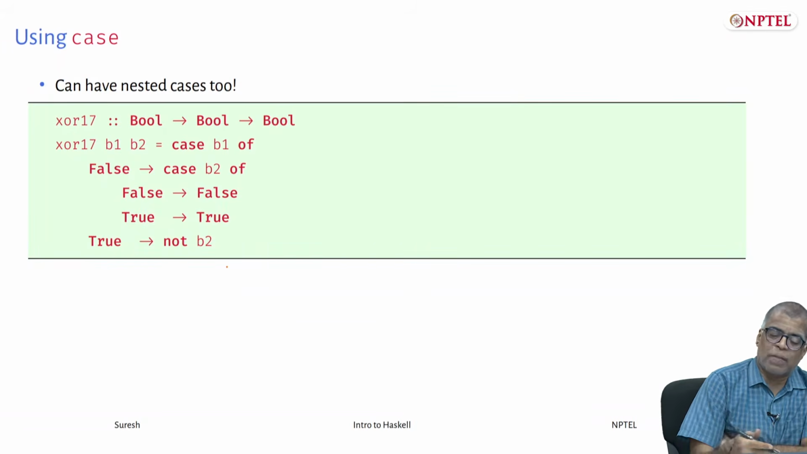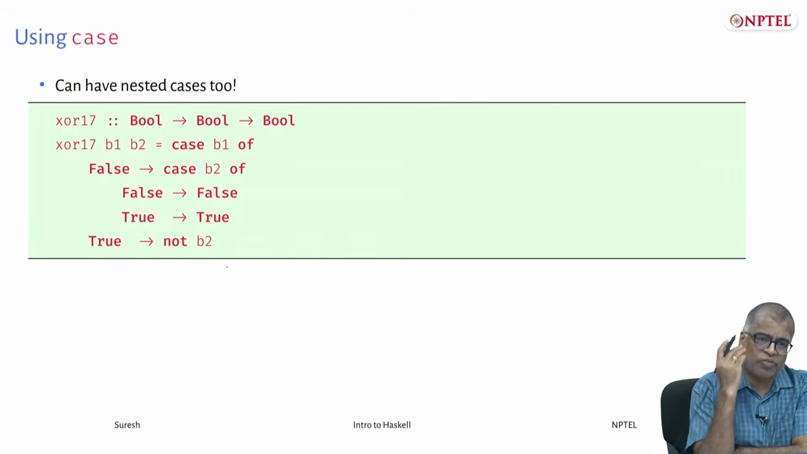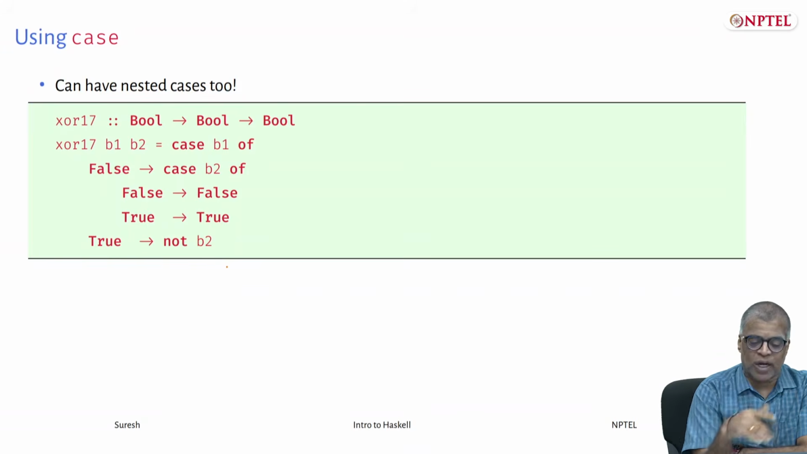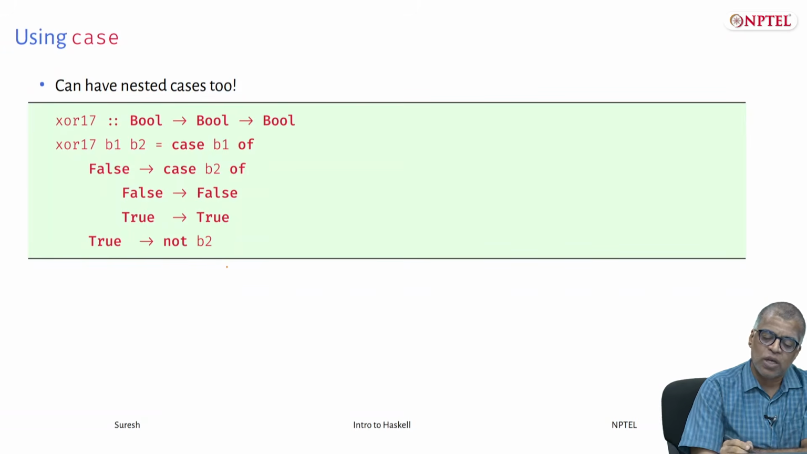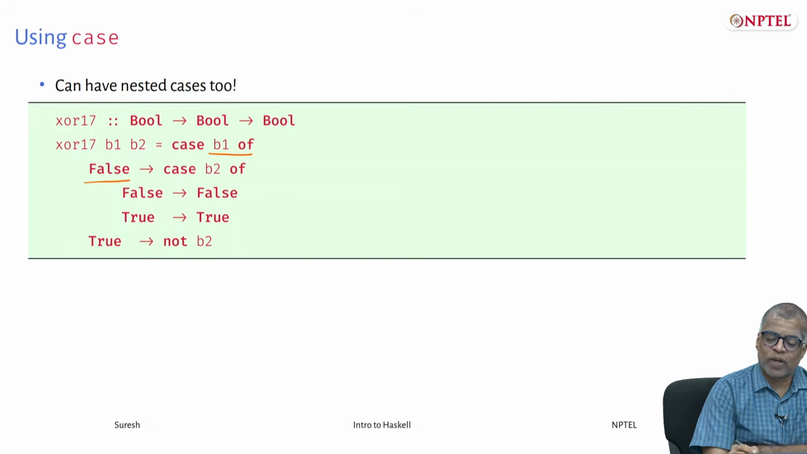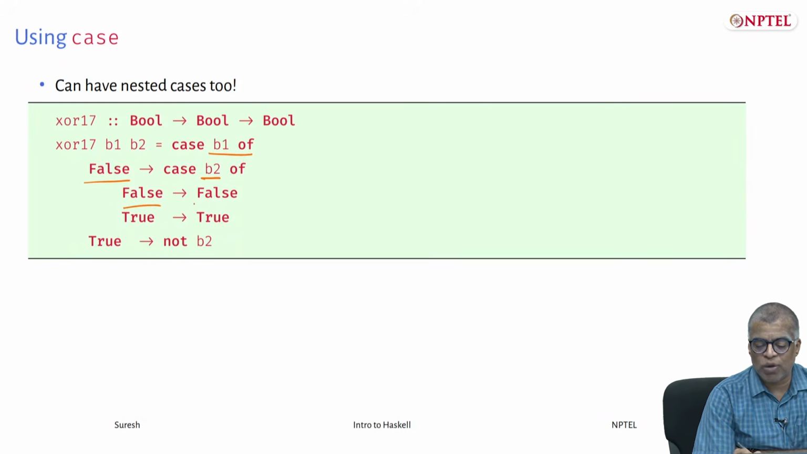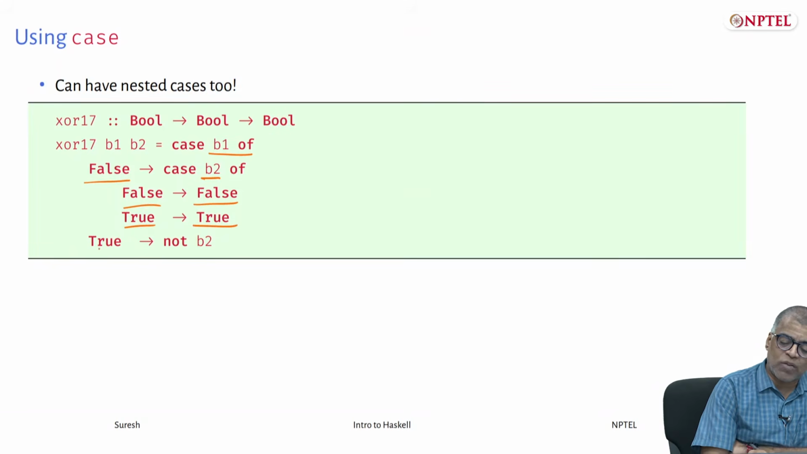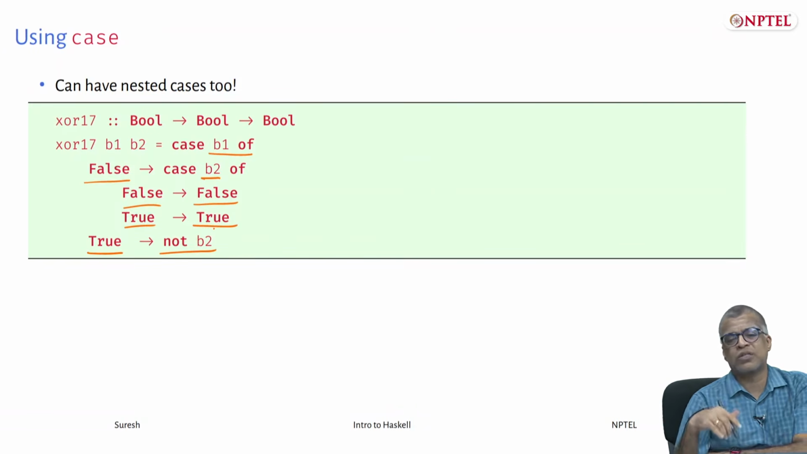Okay, this is a pathological example, but you might find use when you write complicated programs where you have to nest cases. So case B1 of, if B1 is false, then case B2 of, and this is a pathological example as I said, if B2 is false, then the overall value is false. If B2 is true, then the overall value is true. If B1 itself is true, then the overall value is not B2. Okay, you can mix and match these things.